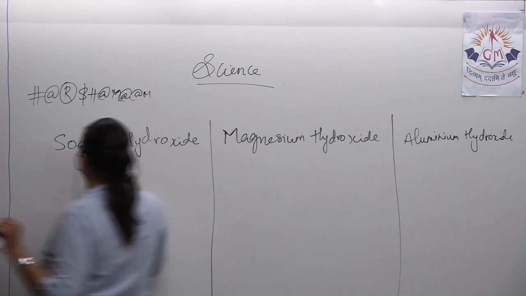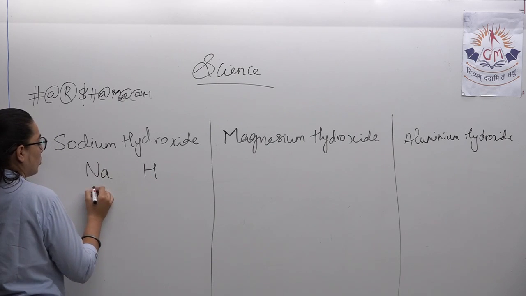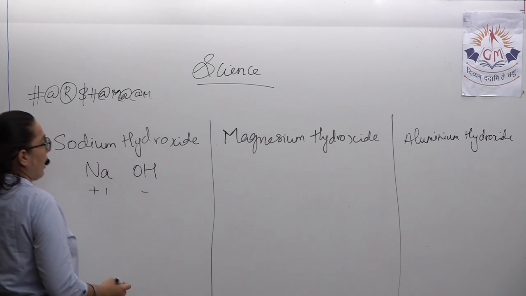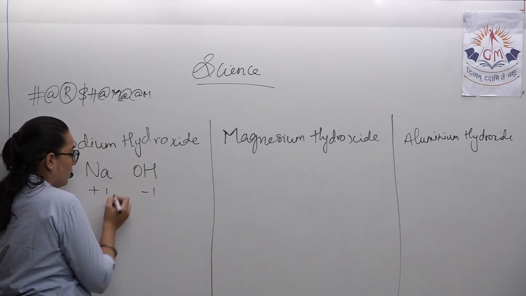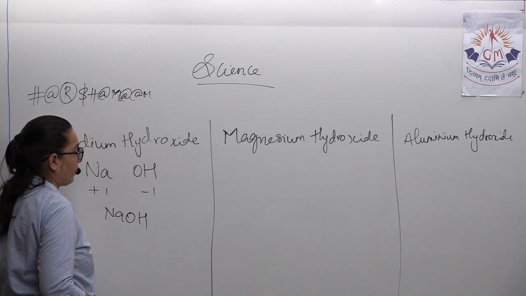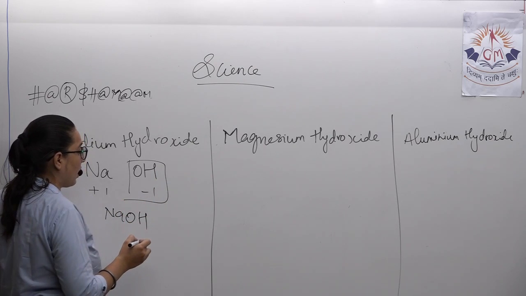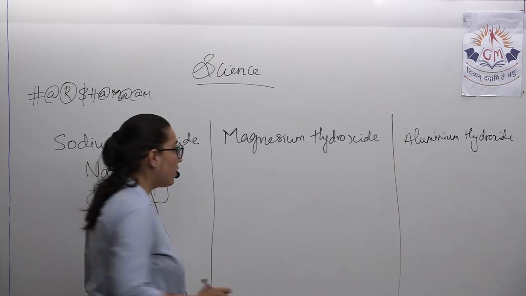Sodium hydroxide. The molecular formula of sodium is Na, hydroxide is, sorry, OH. Sodium is plus 1, and the valency of OH is minus 1. Both of them are the same, so it will be NaOH. Hydroxide is minus 1. That also I'll teach you.